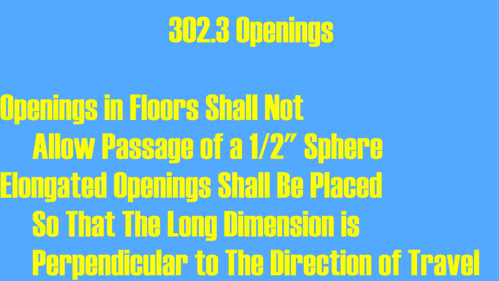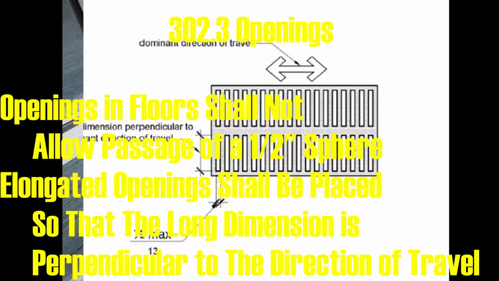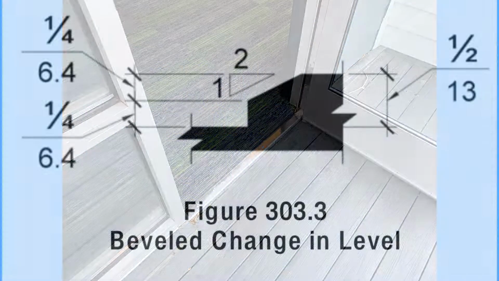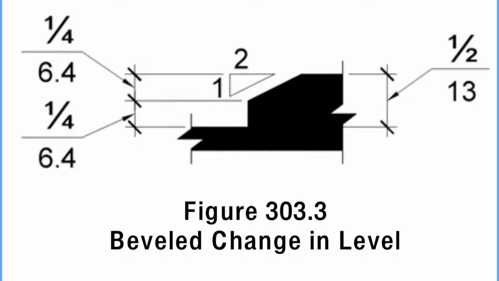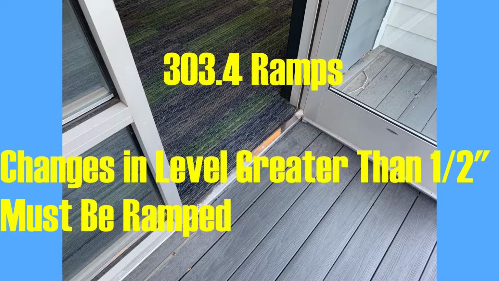Section 302.3, openings. The openings in floors shall not allow the passage of a half-inch sphere. Elongated openings shall be placed so that the long dimension is perpendicular to the direction of travel. Section 303. Vertical changes in level must not exceed 1/4 inch. Beveled changes in level between 1/4 inch and a half inch must be sloped not steeper than 1:2. Changes in level greater than a half an inch must be ramped.